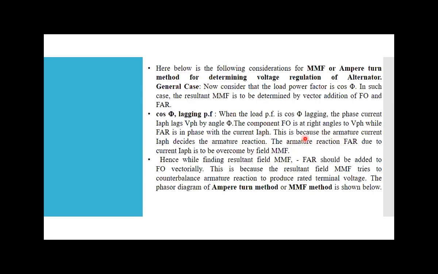So why is this so? This is because the armature current decides the armature reaction. When is armature reaction created? When current is passing through the armature conductor, then armature reaction is created. In the open circuit test, armature reaction is zero. Why? Because in the open circuit test, no current flows through the armature conductor, so there is no armature reaction. But in the short circuit test, the current is flowing through the armature conductor, so that is why there is armature reaction.